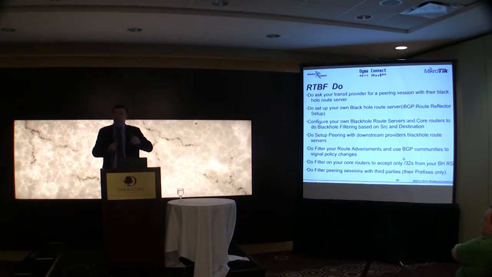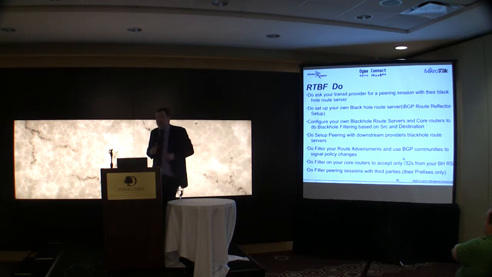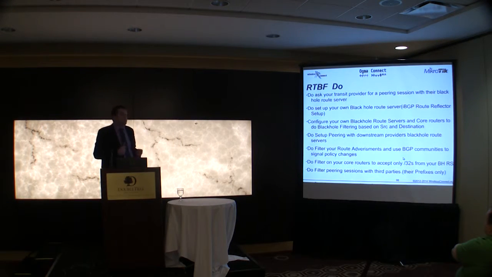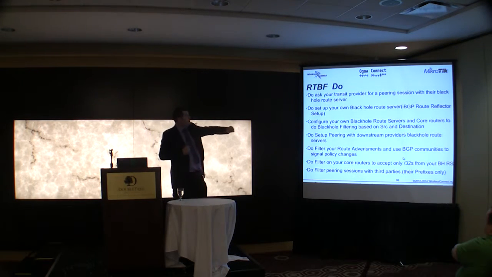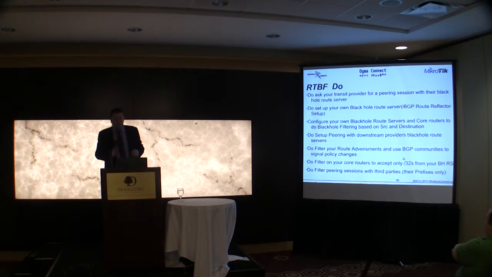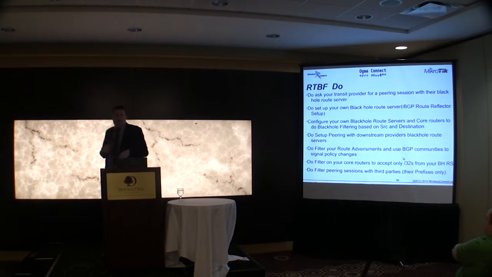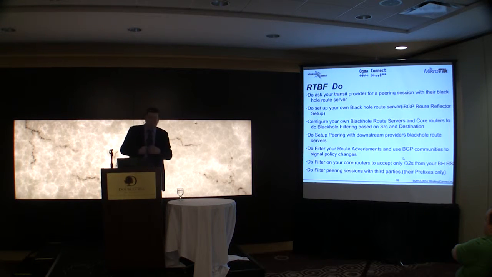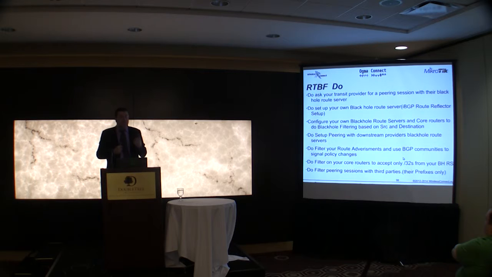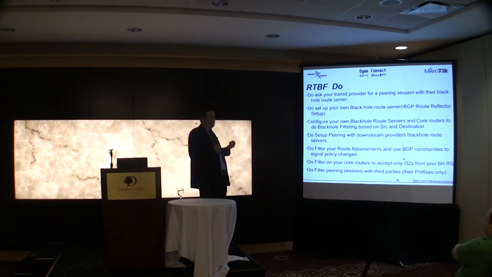Good. So basically, set up your own black hole route server, an IBGP route reflector. Set up two of them if you want. Configure your own black hole route servers and core routers to do black hole filtering based on source and destination. Do set up peering with downstream providers' black hole route servers, so that you can advertise black hole routes to them, and accept their prefixes from their black hole route servers.